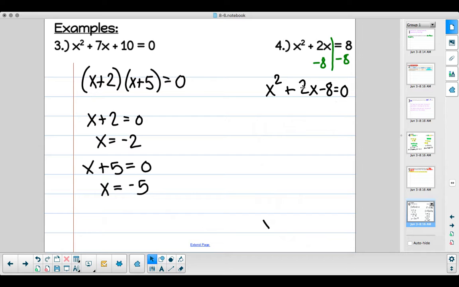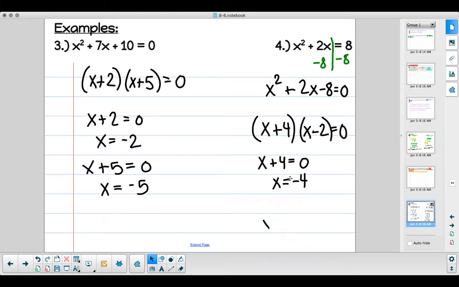So we're looking for two numbers that add up to positive 2 but multiply together to give us negative 8. Those two numbers would be positive 4 and negative 2. Again, you could just quickly FOIL this to make sure you're correct. And then once you're sure, you set each of these two factors equal to 0 and solve for x. So x plus 4 equals 0 means that x is equal to negative 4, and x minus 2 equals 0 means x is equal to positive 2.